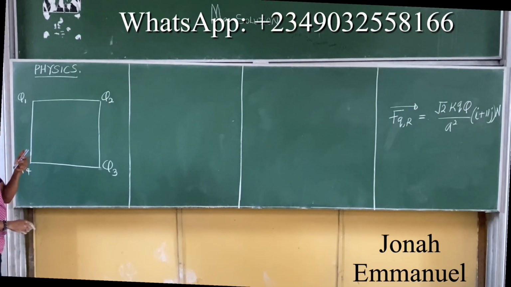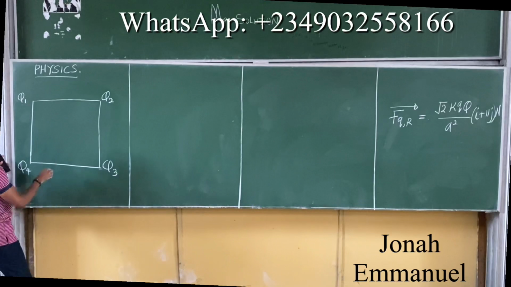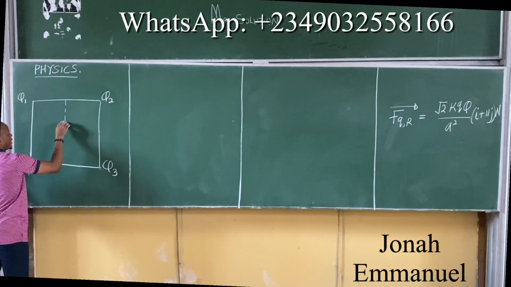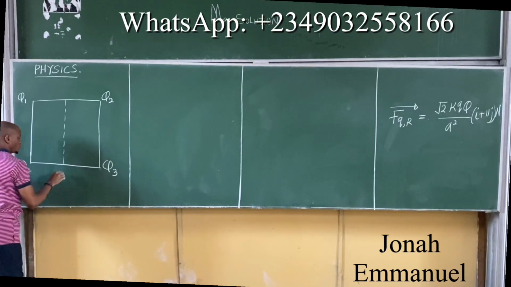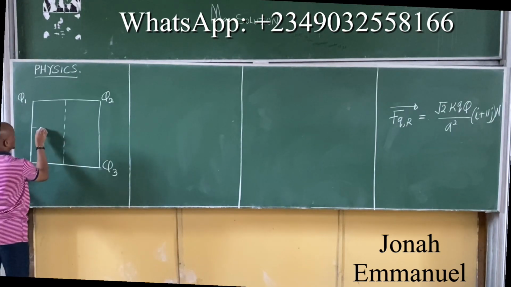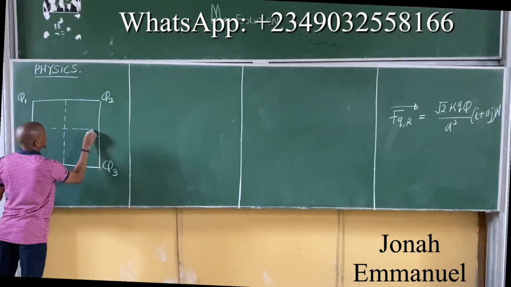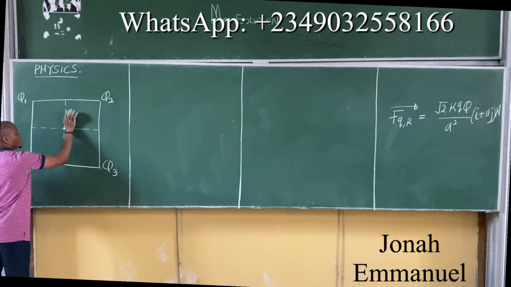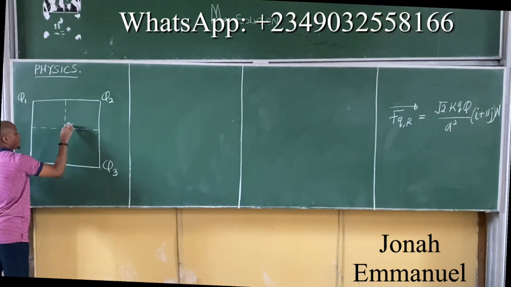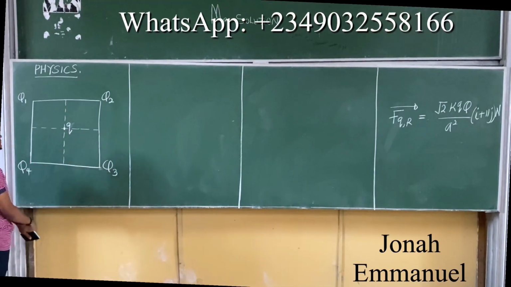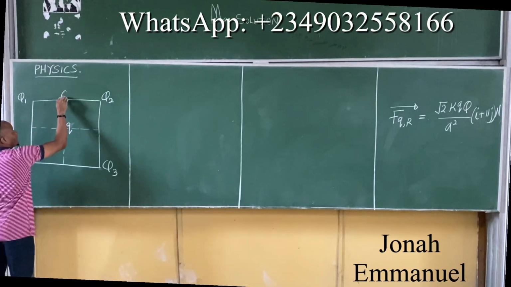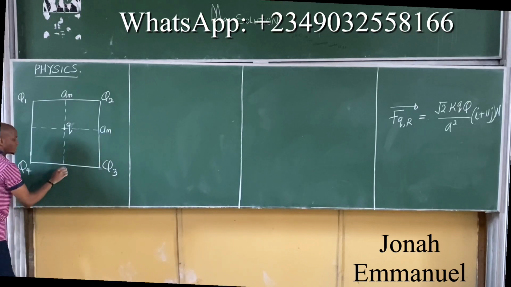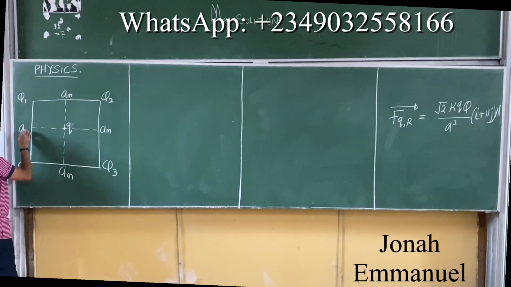Next it says you have charge Q at the center of the square. So at this point I have a charge Q here at the center of the square. The distance here is what? A meters. Yes, A meters.